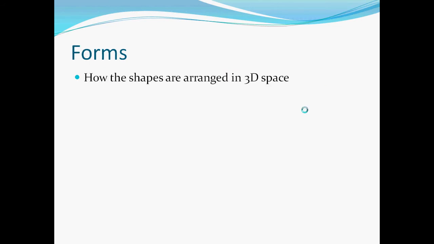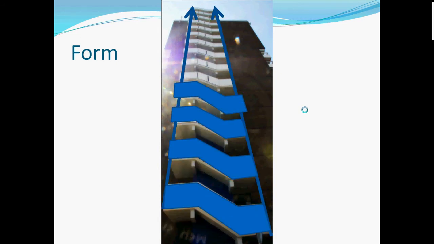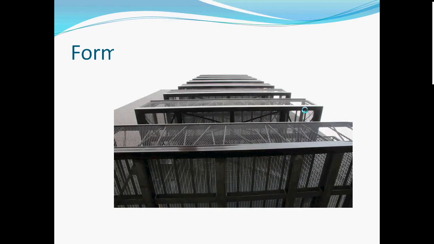And forms. So we saw that lines making shapes, and shapes next to each other together makes forms. So how these shapes are arranged on top of each other, and the form, so we have a vertical form, vertical line, vertical form. We want to show the height. Again, forms.